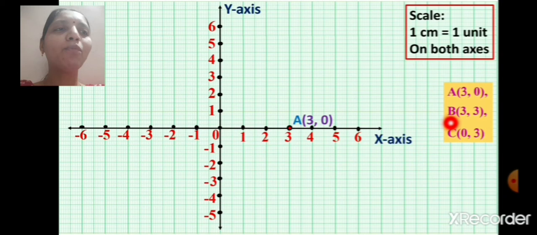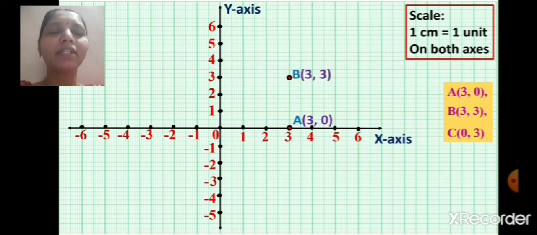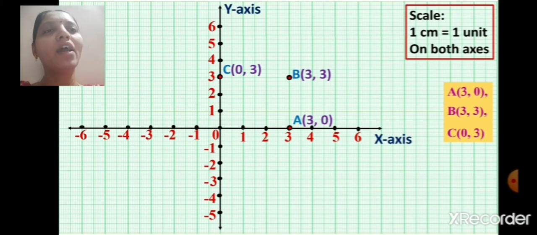Now what is the second point? 3, 3. Now the x coordinate and y coordinate are positive. So that point will be in the first quadrant. So your second point will be this. Write the coordinates. Now the third point is point C, 0, 3. The x coordinate is 0. That means this point will lie on the y-axis. So your third point will be this. Write the coordinates.